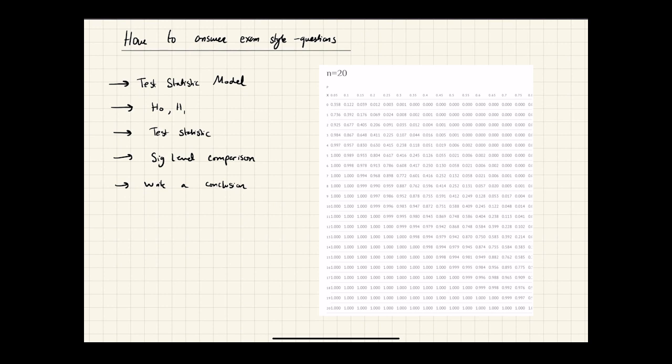So when you're doing these kinds of questions, keep this in mind. You have to have a model, like x is binomially distributed in a certain way. You need to figure out alternative and null hypotheses. You need to figure out a test statistic. Then you have to compare this test statistic to your significance level. And then based on that, you either reject it or you don't. And based on that, you'll write a conclusion based on the original question.